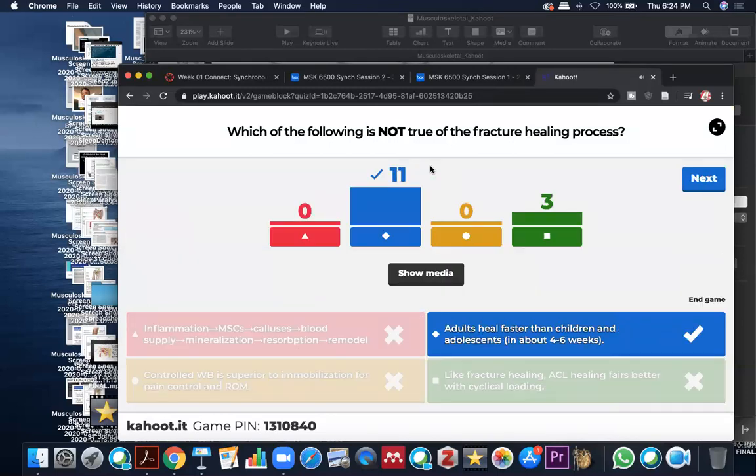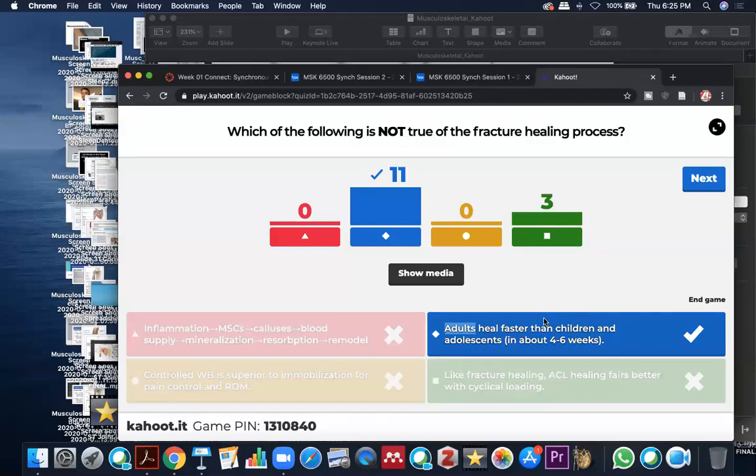Yeah, so this one's the one that's false. We won't spend a whole lot of time here just because I want to get through as many of these as we can. This one's wrong because remember, children heal the fastest. So children, it was actually 4 to 6 weeks. And then adolescents were 6 to 8. And then I think adults was like 10 to 18. The point is adults, it takes the longest to heal. Children are actually the fastest, which is why this was wrong.